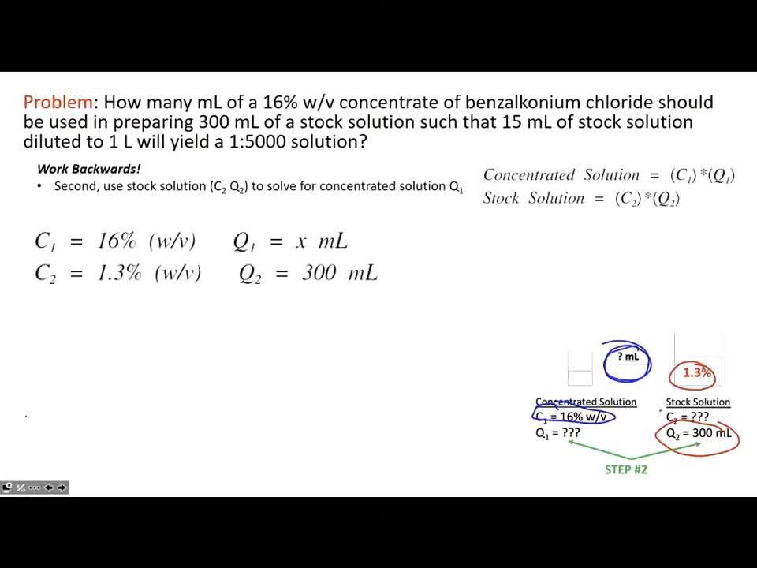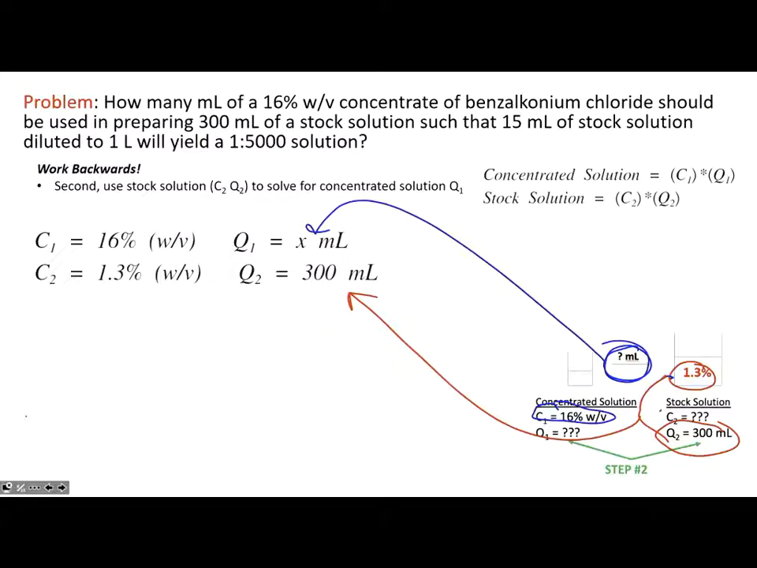So let's set those C's and Q's. All right, my initial concentration is 16%. That's my concentrated solution. I don't know how many milliliters, so that's what I'm solving for. That's what I'm going to say is equal to X. All right, but I know its concentration is 16%. All right, C2, Q2, well, we know that. That's now from these two things here. I know this and this. I can bring that up to there and say, well, the concentration of the stock solution is 1.3%, and the quantity of that stock solution I have is 300 milliliters.